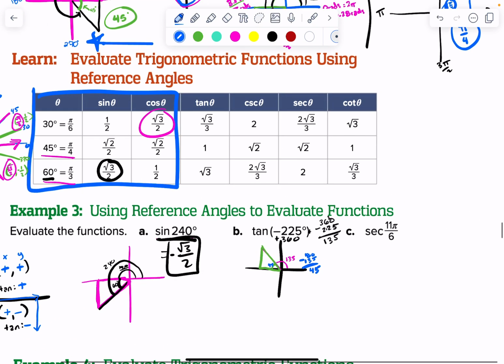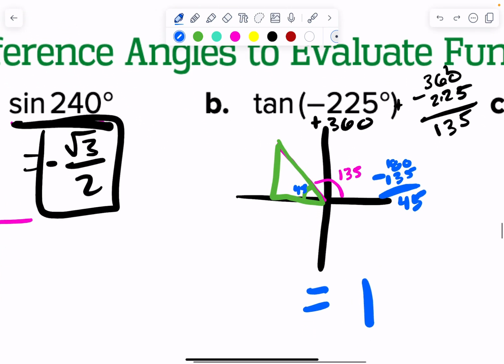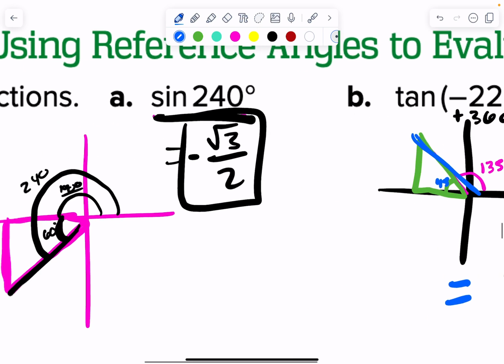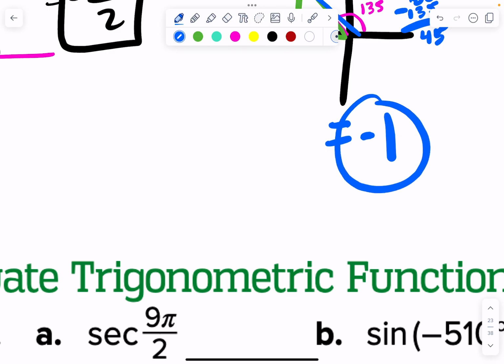So I'm just going to look up 45 degrees, and I'm looking for tangent, and tangent is 1. So the answer for tangent of negative 225 is going to be 1, except let's figure out what its sign is. In the second quadrant, tangent is negative, so it should be negative 1 instead.